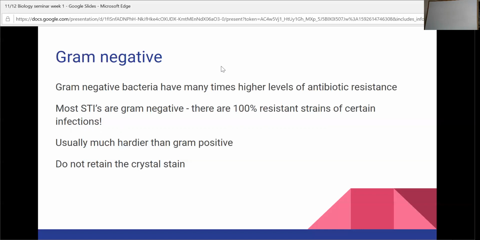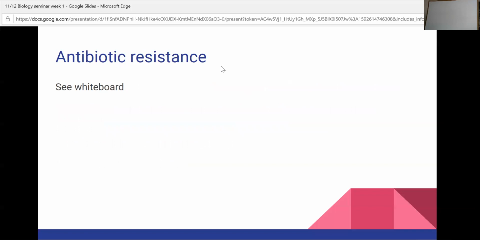So they're much harder, but when you put the crystal violet stain on, they don't retain it. When you wash them off, they don't retain the stain. They are the hardy ones and the really worrisome ones.